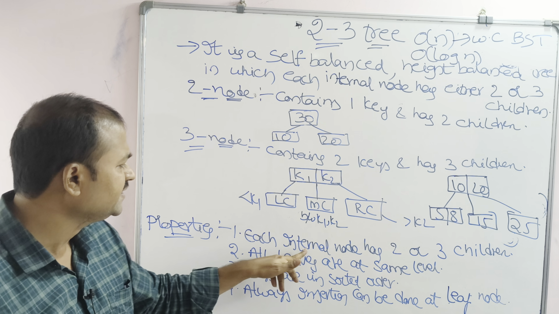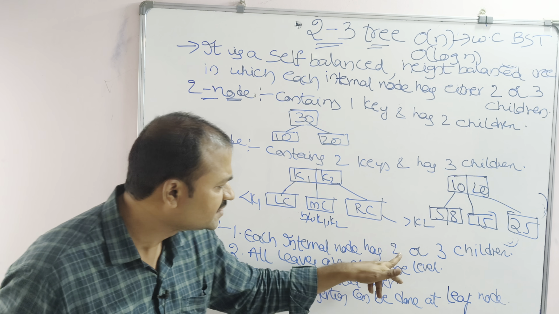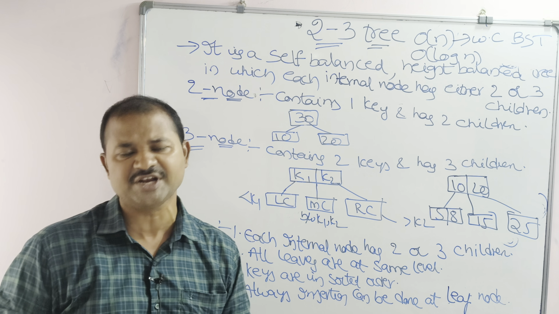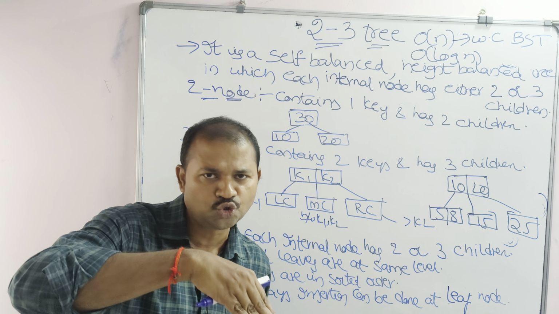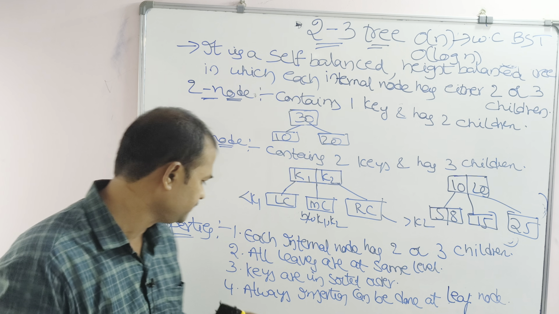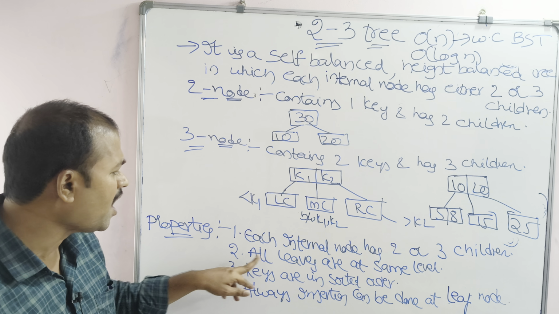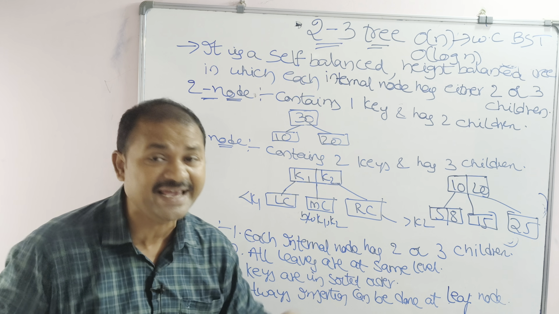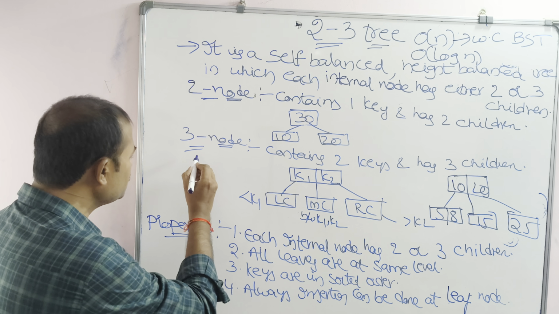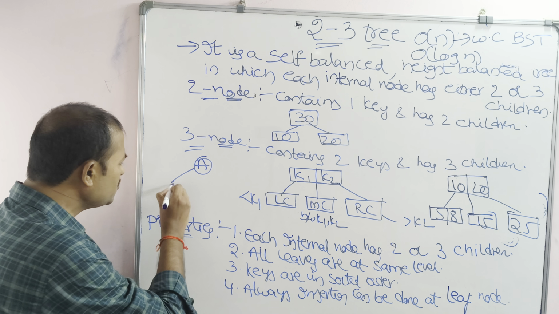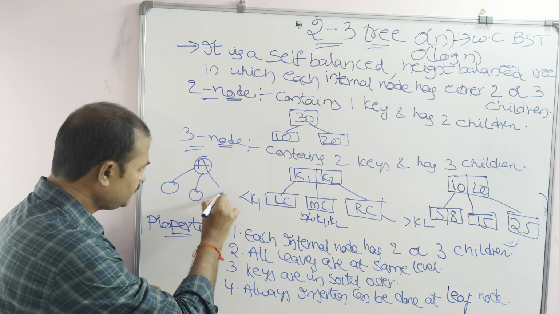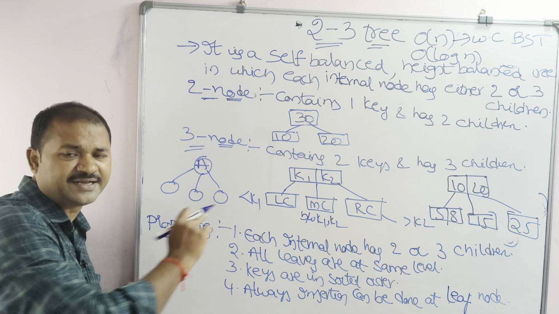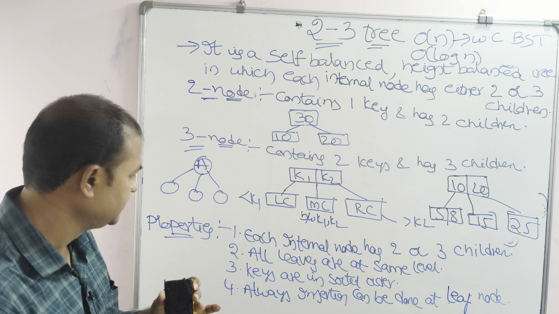Now let's see the properties or rules of the 2-3 tree. First property, each internal node has either 2 or 3 children. So each parent node must contain either 2 children or 3 children. Next property, all leaves are at the same level. So if we take the leaf nodes, all the leaf nodes should be at the same level.